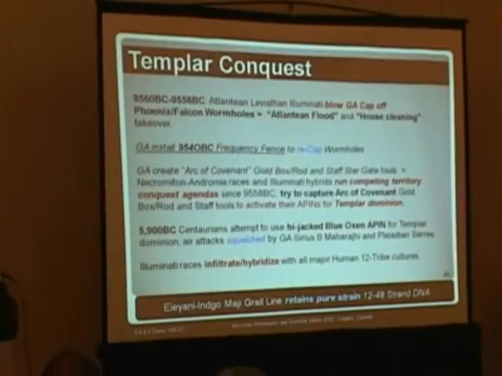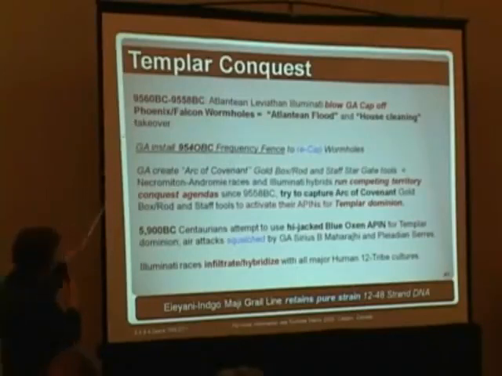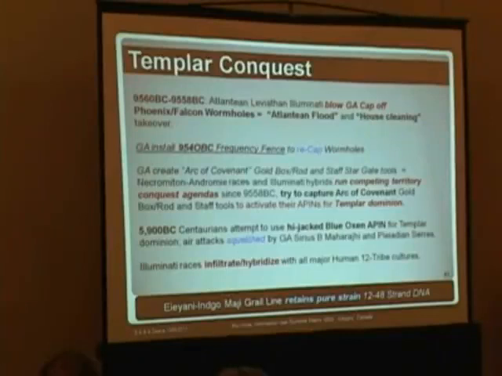So we'll continue with the Templar conquest. 9560 BC to 9558 BC, the Atlantean Leviathan Illuminati blow the cap off. So the founders create the wall in time. The Jehovian Anunnaki put wormholes in it and create the Jehovian seals. The Guardians cap those wormholes, and now they're blowing the Guardian cap off the wormholes again. Okay, and they create the Atlantean flood, the house cleaning, basically getting rid of all the sacred material, all the Templar mechanics and the Templar sciences, so that the people on planet don't know that they're here to be planetary stewards and how to run the Templar.